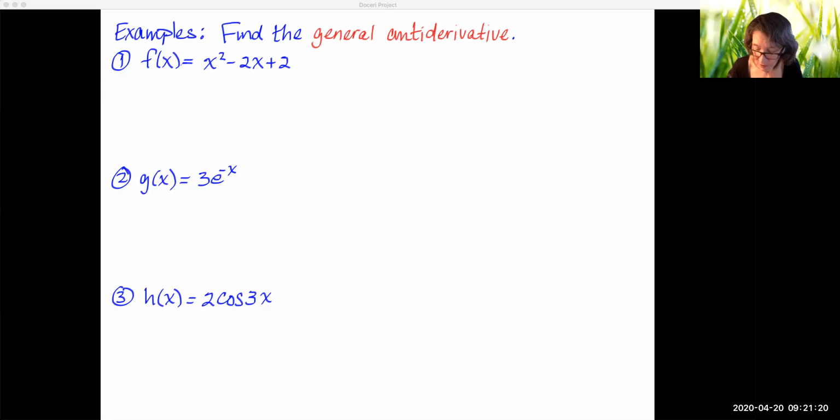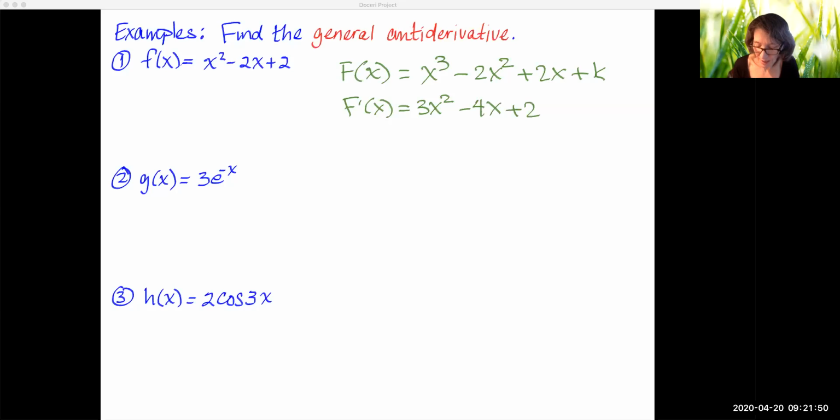So for example, if I try this, if I go, okay, it looks like my antiderivative is just going to be x to the third minus 2x squared plus 2x plus k. And then if I differentiate that, I get 3x squared minus 4x plus 2. And that didn't work. That is not going to work. I just have to check my answer, right? So this one didn't work, so I'll have to try again.